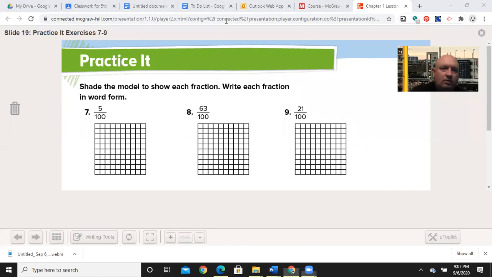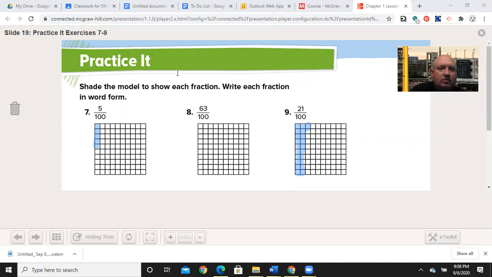I'm going to draw a little thicker. I need to shade in 5 pieces: 2, 3, 4, 5. And over here, I need to do 21. Now, what's cool is I know that there are 10 in each column. So there's 10, 20, and 1.